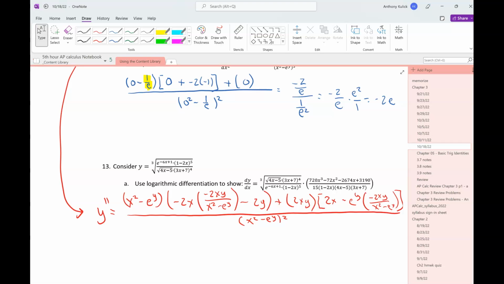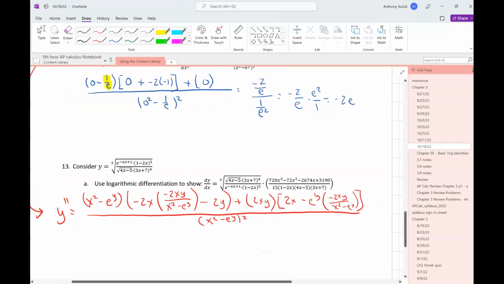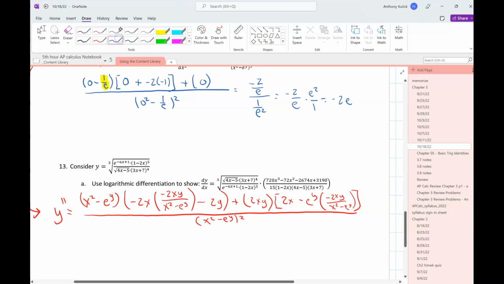It's okay with that. Which is kind of yucky looking. Kinda, Mr. Kulik? Okay. Very yucky looking. Well, that's what the problem asks us to show, that this thing is equal to that.